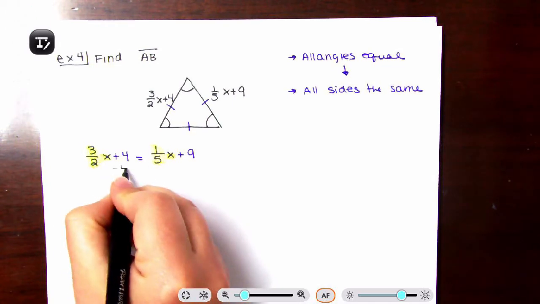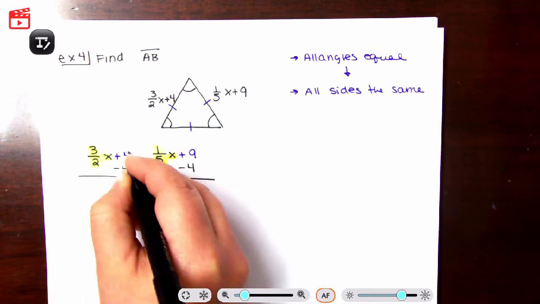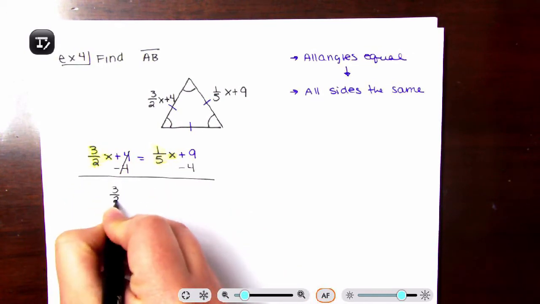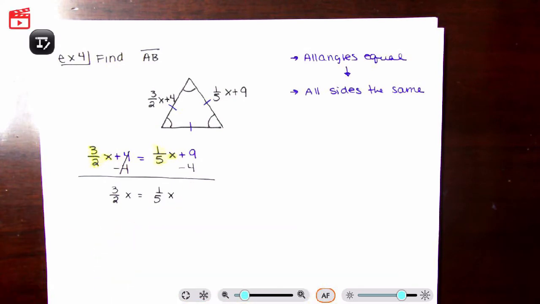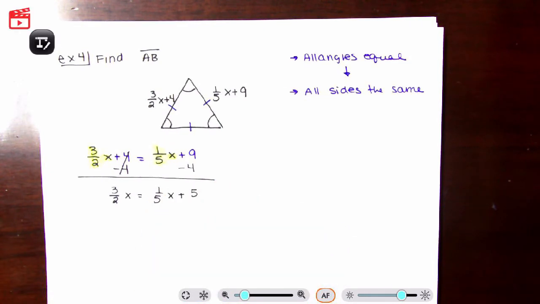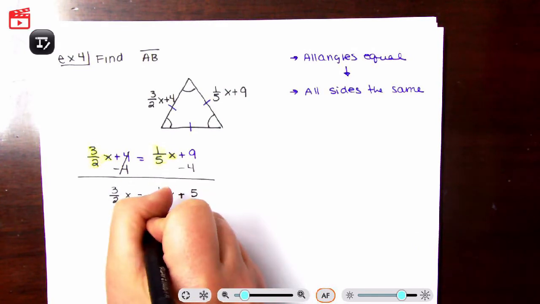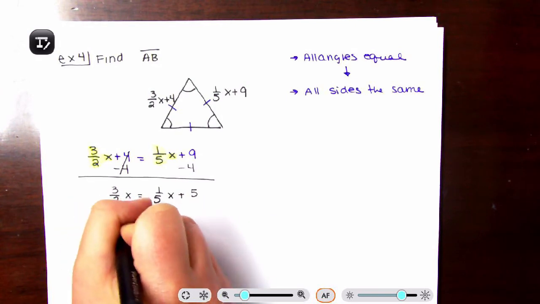Instead, subtract 4 from both sides. So I have 3/2 x is equal to 1/5 x, and then I have 9 minus 4, and that equals 5, positive. And just like we would with a regular whole number, we're now going to subtract 1/5 x from 3/2 x.